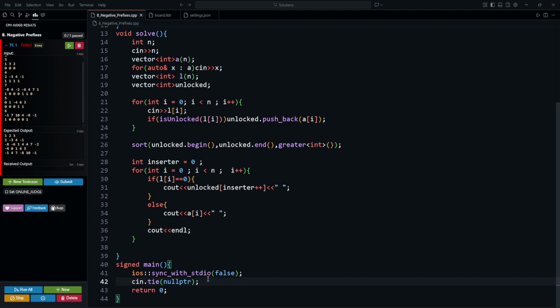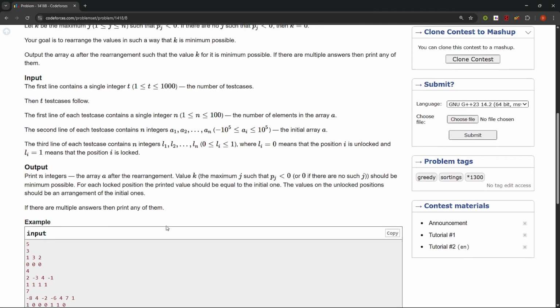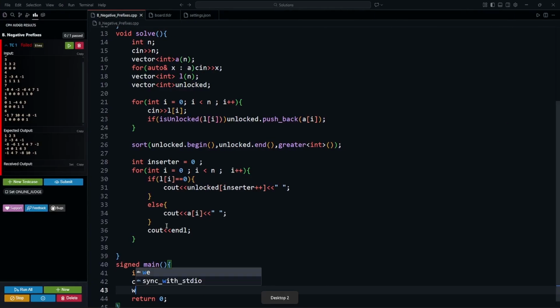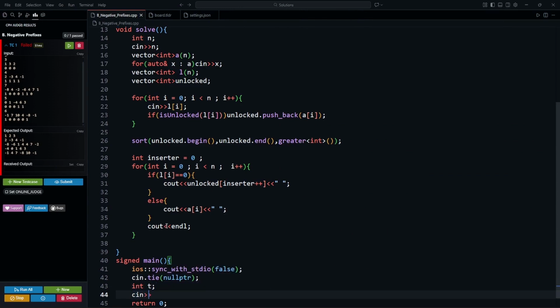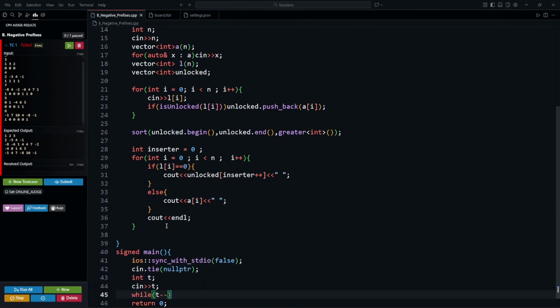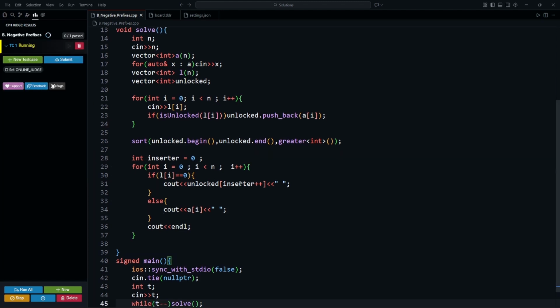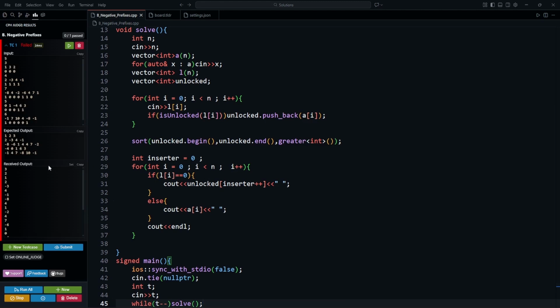So we received nothing because, okay, we didn't put the test cases. That was pretty bad. So first line contains test cases, and then, yeah. So why is it printing this way? Expected output is this.